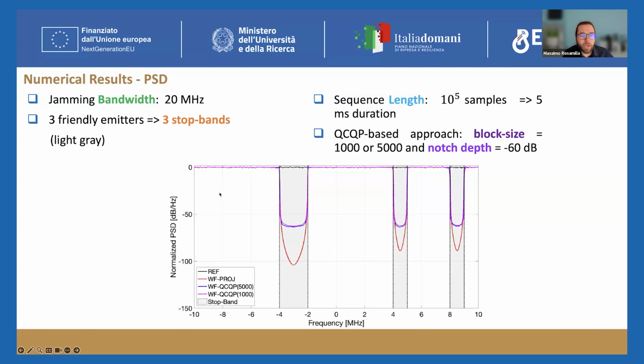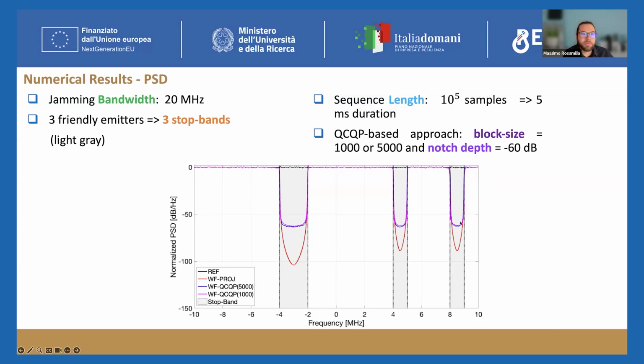For the synthesis of the jamming waveform, we used either the projection-based method or the QC-QP-based approach, considering a block size of either 1,000 or 5,000 samples. This is just a slight modification to the original QC-QP-based approach, where instead of designing the whole waveform at once, we designed subsequent blocks of 1,000 or 5,000 samples in order to reduce the computational burden. And for this approach, as Antonio has explained, we can also consider some notch depth, and in this case, we considered 16 decibel.